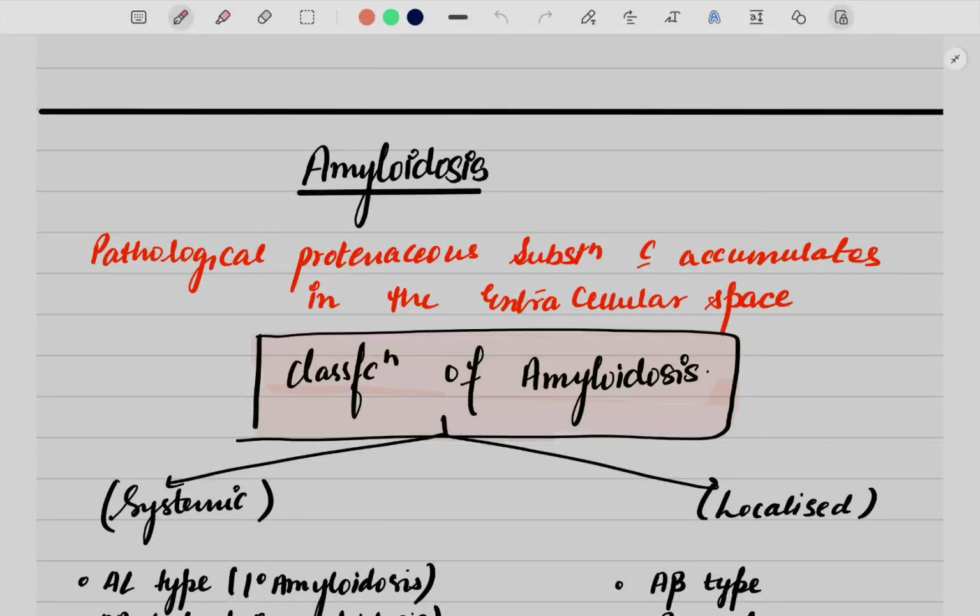Everyone, today we'll be looking at the topic of amyloidosis. Amyloidosis is a topic many a times asked as a short note.